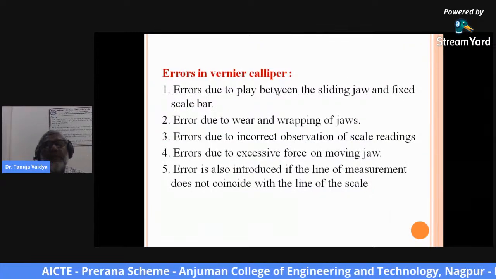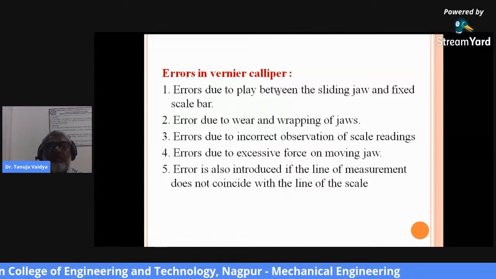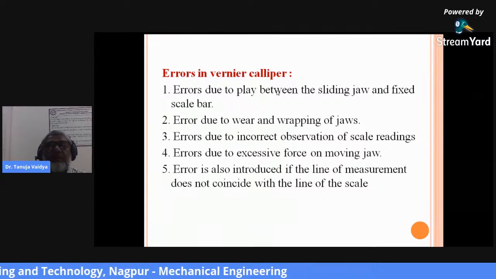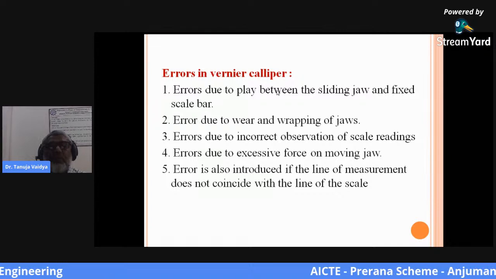While using vernier calipers, various errors may creep in. These errors may creep in due to play between the sliding jaws and the fixed jaw.